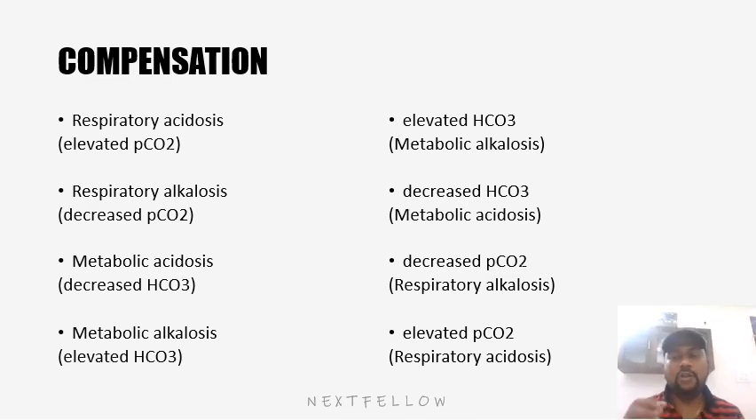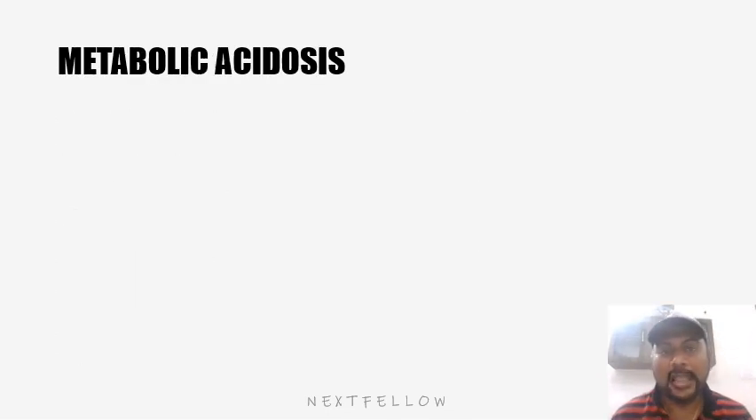Now we will move on to the individual disorders, the cause for each individual disorder. First, we'll start with metabolic acidosis. What is metabolic acidosis? Acidosis happening due to the failure of renal regulation.